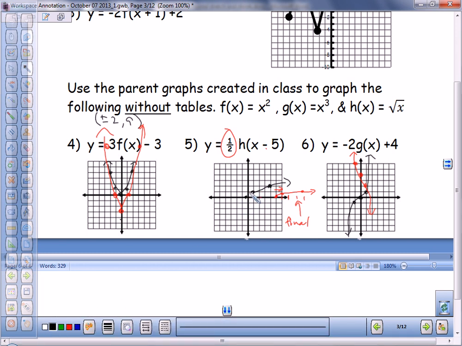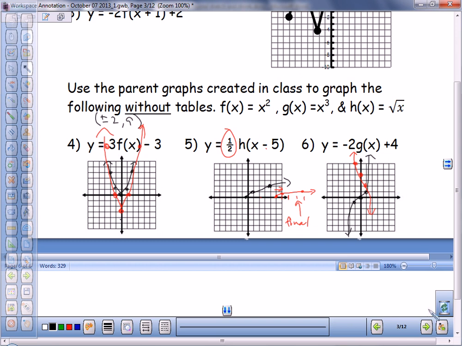Now, this is the parent graph. The negative is going to flip points. So this point comes up here, this point comes down here. The 2 is going to double them, and then up 4. So this point goes from 1, double it 2, up 4. 0, double is still 0, up 4. This point flips down here. Double and up 4. So down here and up 4. Okay? Are we good? Okay.